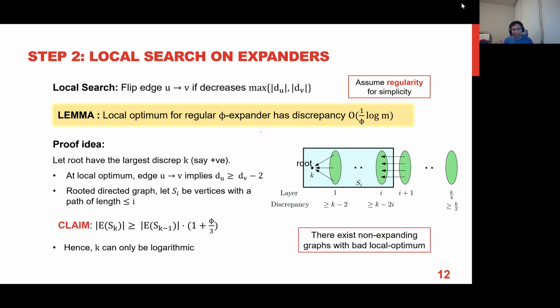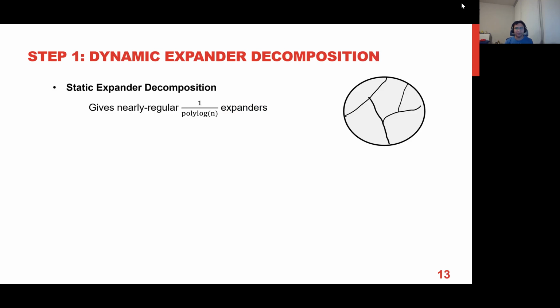And also let me remark that expansion is necessary. It's known that for general graphs, local search can potentially give you very bad local optima. Good. So this gives you a simple algorithm on expanders. One could also have applied Beck-Fiala theory, but this combinatorial expander algorithm is more important for us because of the other step where we do the dynamic expander decomposition.